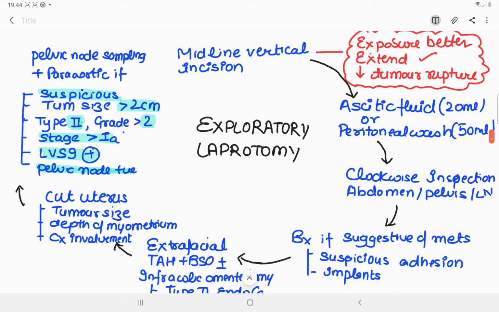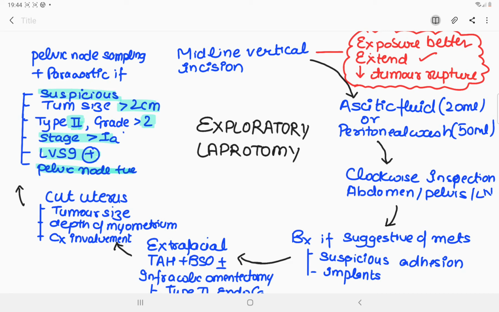Let's discuss the exploratory laparotomy steps. The first step is to give the midline vertical incision. Let's discuss the benefits of a vertical incision as compared to a transverse incision. Exposure is better, we can extend the vertical incision, and there are fewer chances of tumor rupture.